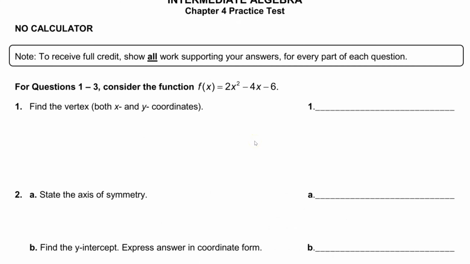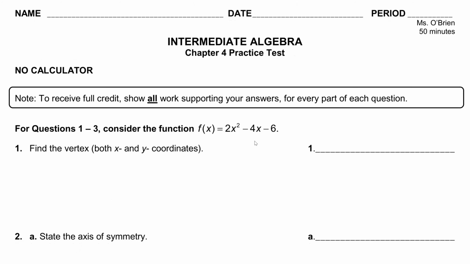This way, if you have questions, you can always go back and ask, wait, how did we solve that in class? All right, so practice test. As I just stated, you can use your calculator. What this means is you have to show supporting work. To receive full credit, show all supporting work for answers for every part of each question. So I should see work everywhere.